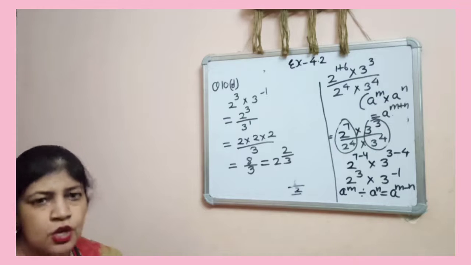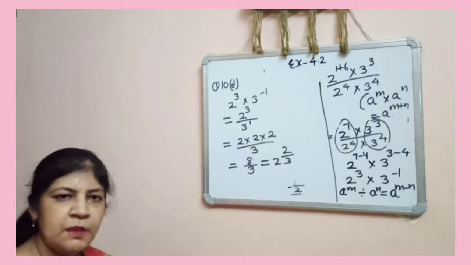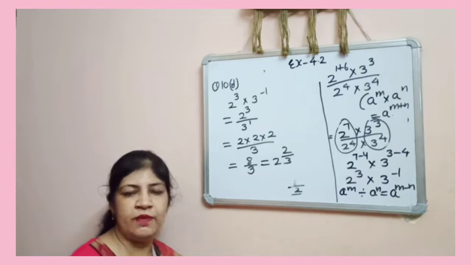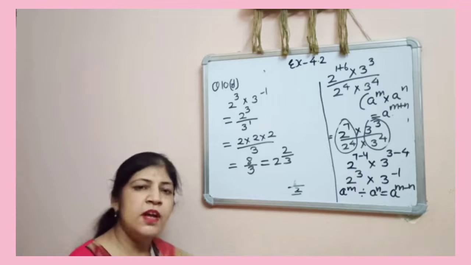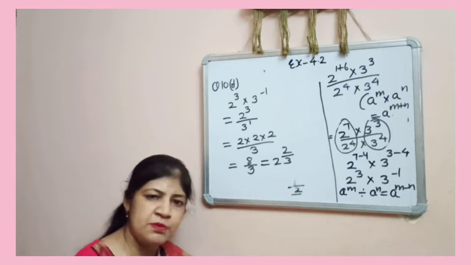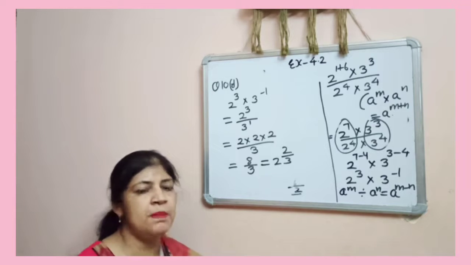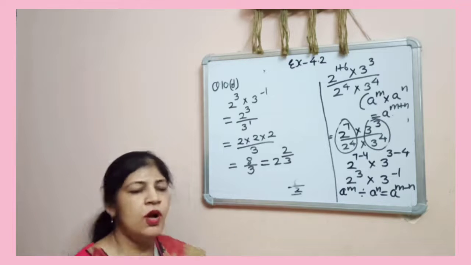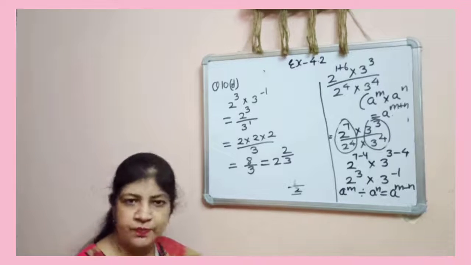Is that clear? So first make prime factors of each and every term to convert into exponential form, then combine the like terms, which means those that have the same base, and then apply the suitable law and you can solve it. Clear?